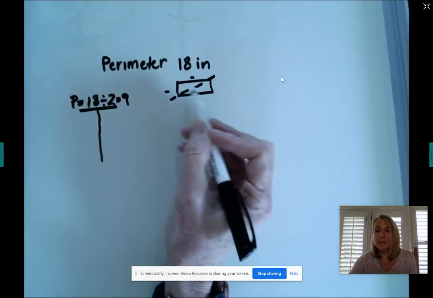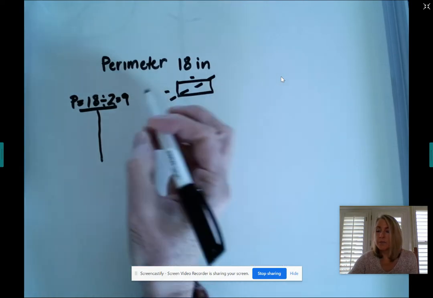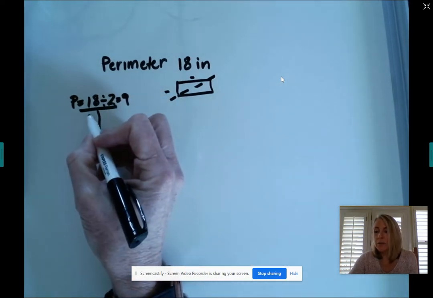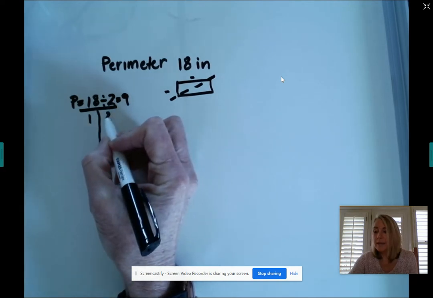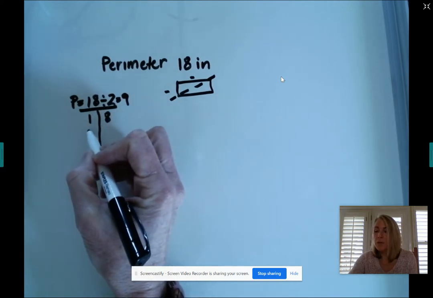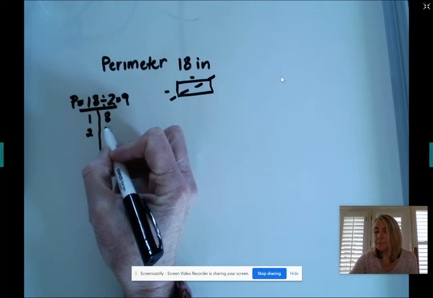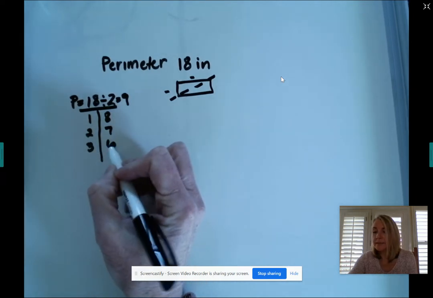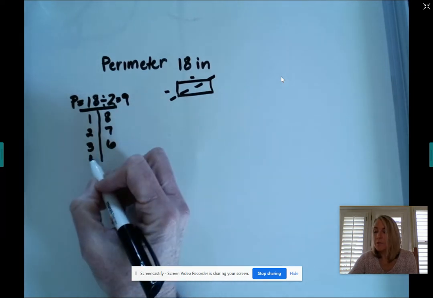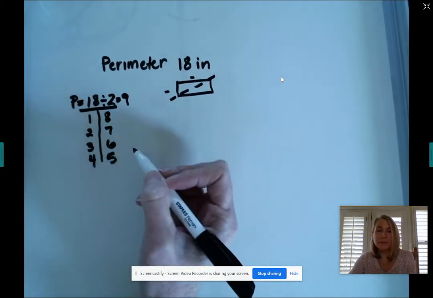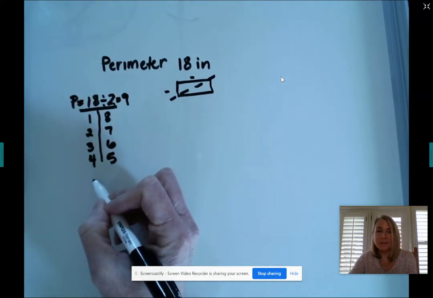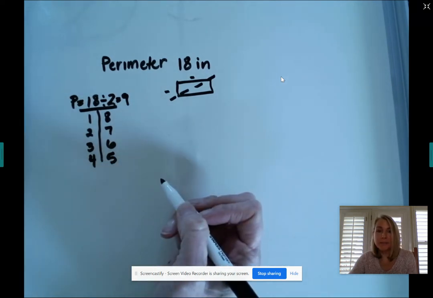Now, perimeter is still working in addition. So I have to think of side lengths that add up to 9. So I'll start with 1. 1 plus 8 equals 9. 2 plus 7 equals 9. 3 plus 6 equals 9. 4 plus 5 equals 9. And then I would hit 5 again, right? Which would be my flip, and I would be done.